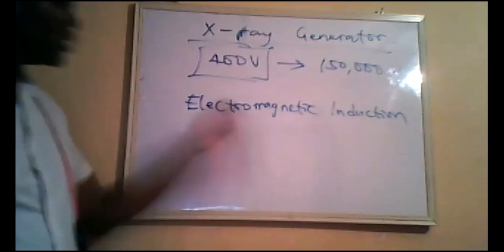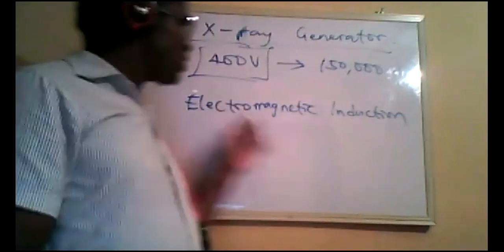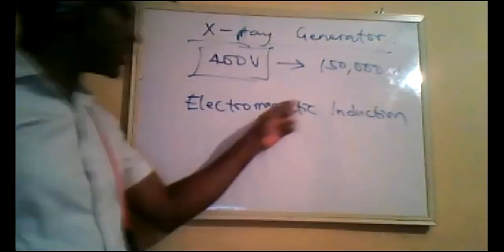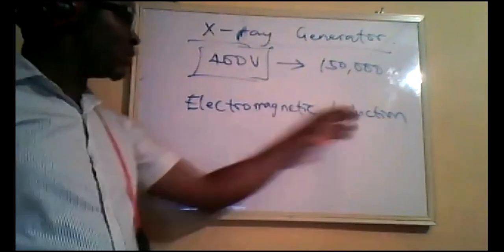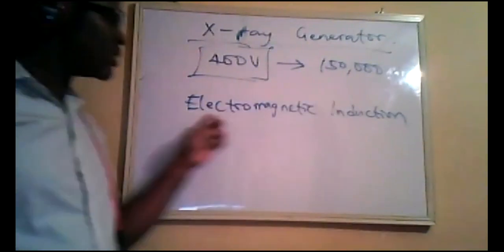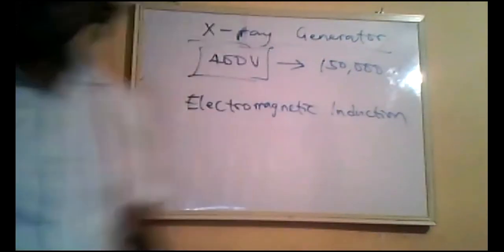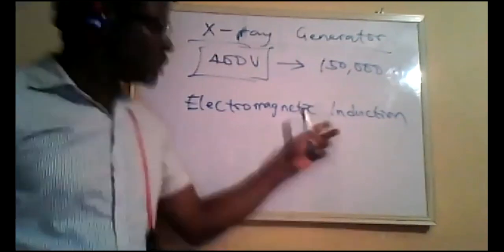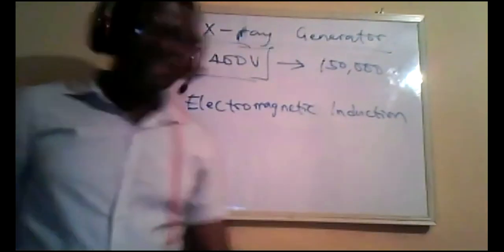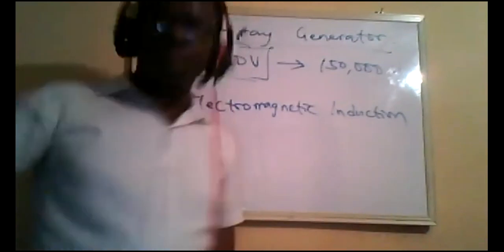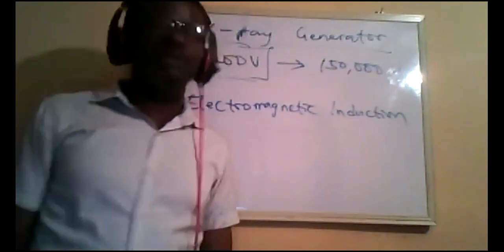Electromagnetic induction. Electricity can induce magnetism, whereas magnetism can induce electricity. So that's the principle of electromagnetic induction. The energy we use at home from NEPA is actually gotten from electromagnetic induction, whatever source we're using, solar or otherwise.